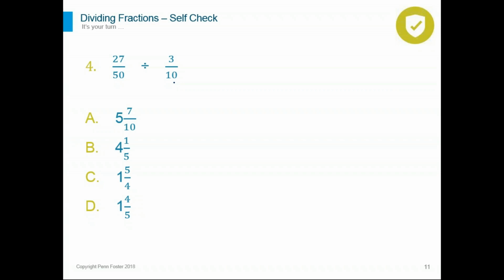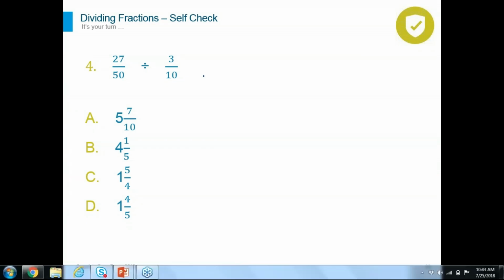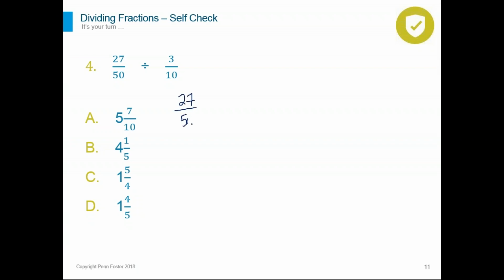Okay, let's do the question together. So we're starting with a division of two fractions here. So I'm going to change my question to a multiplication question. I have to do it properly. 27 over 50 times the reciprocal, which is 10 over 3. Look at those two numbers, eliminate 10 and 10. Rewrite the question, 27 over 5, and then times 1 over 3.